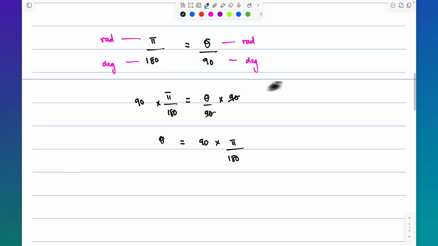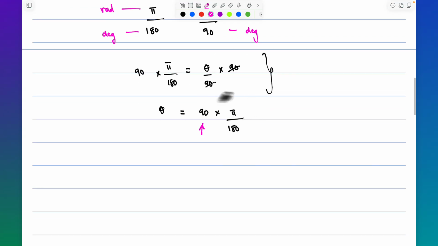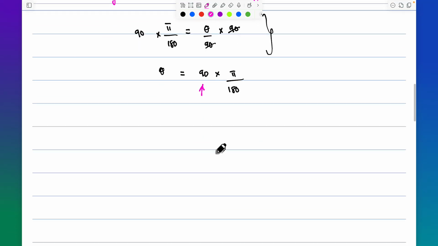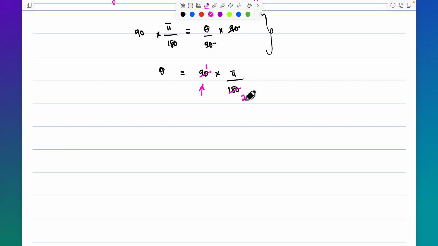So you actually don't need to go through all of this. You just need to take your value in degrees and multiply it by pi over 180, because even if you write all of these things before, you're always going to come back to this part of the formula. So 90 goes into itself once, it goes into 180 twice. So the only thing you have left is theta is equal to pi over 2, and that is your radians.